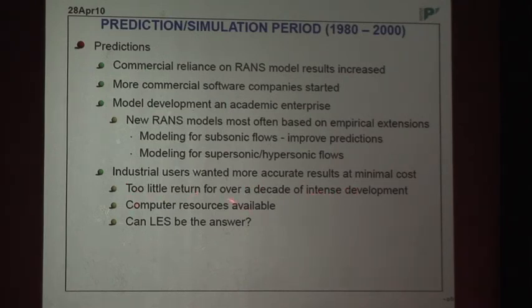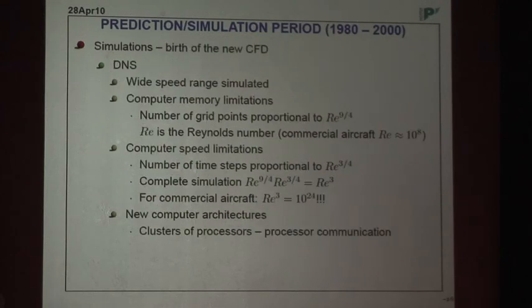The computer resources were available, and the question was, was LES the answer? And then, of course, now that the tool once again became available, let's do DNS. They could do wide speed range. There were computer memory limitations, and if you look here, the number of grid points is proportional to the Reynolds number to the 9/4. The computer speed limitations, proportional to Reynolds number to the 3/4. So a complete simulation is proportional to a Reynolds number cubed.